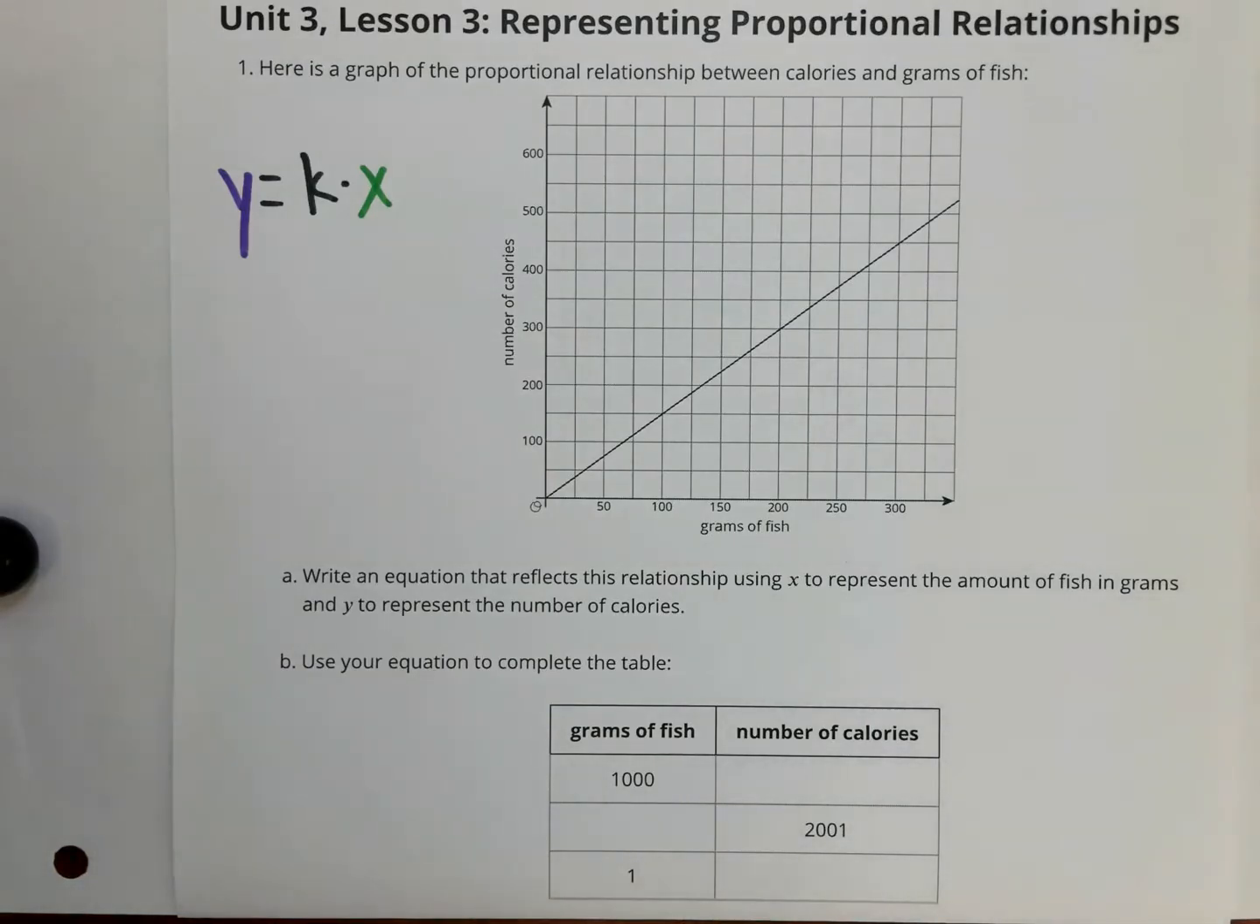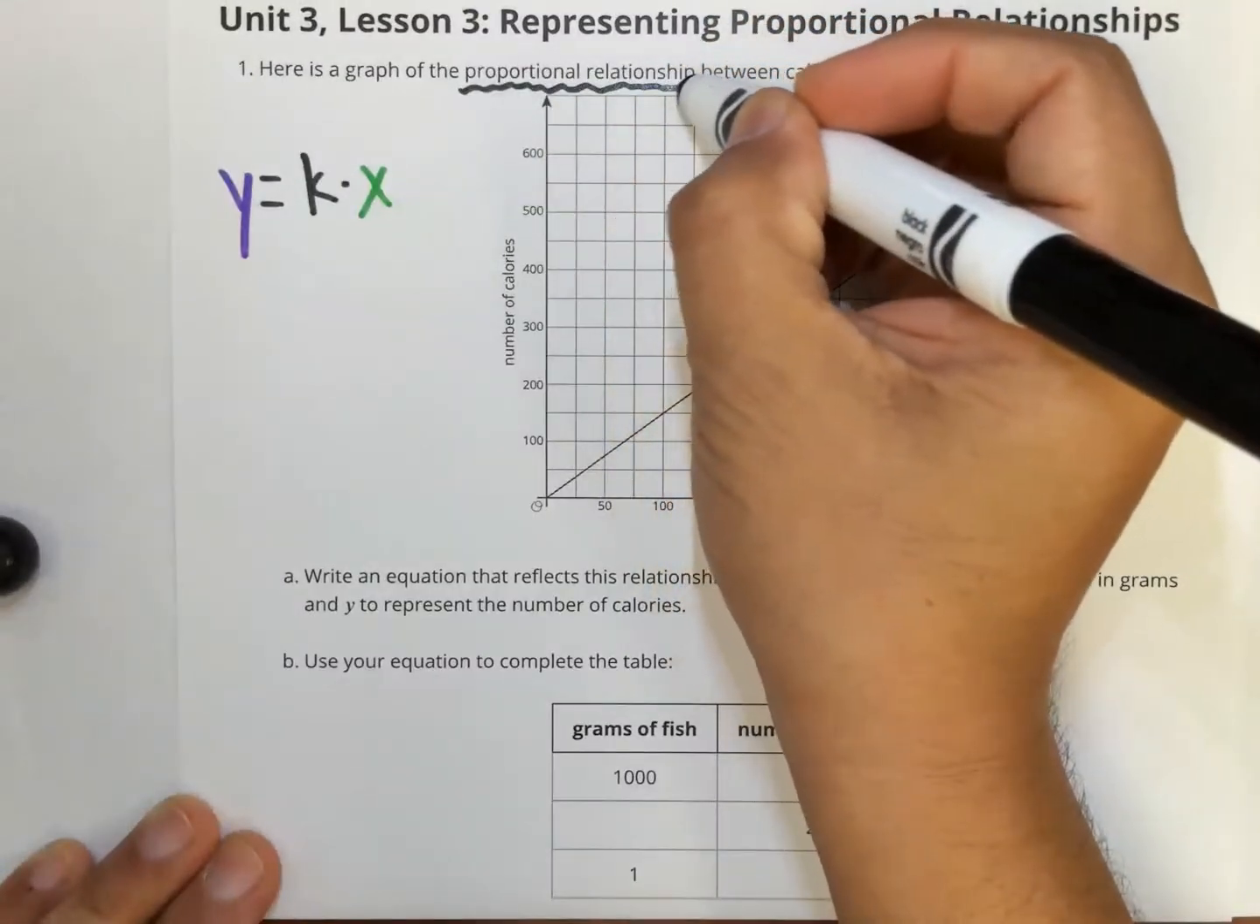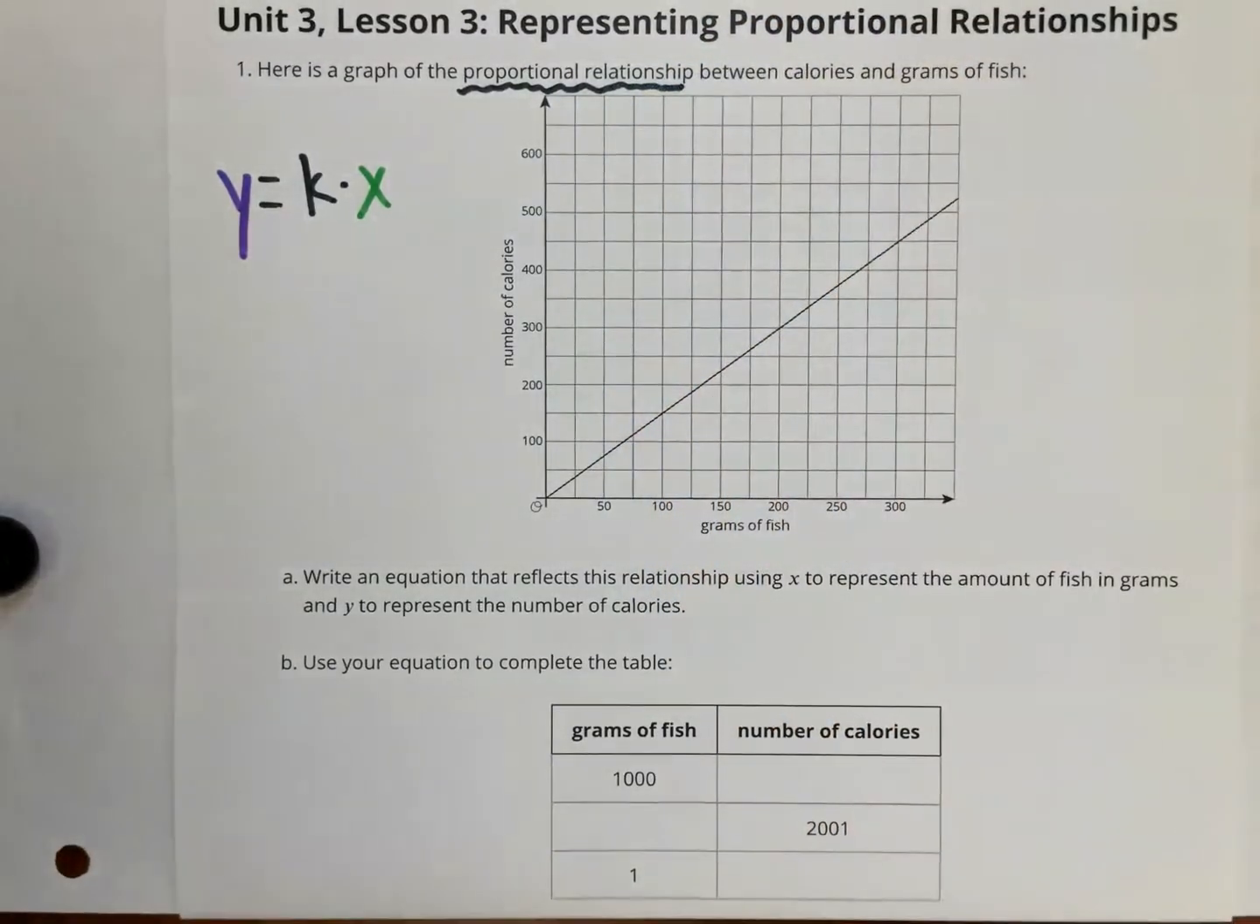Okay, so important things here. This is a proportional relationship. So because it is a proportional relationship, that means that we're going to have a unit rate. We're going to have a constant of proportionality.